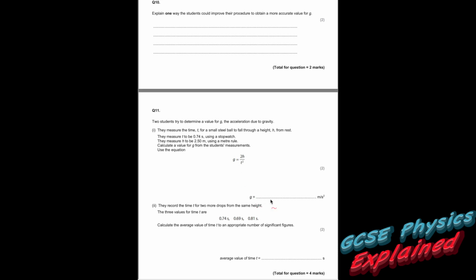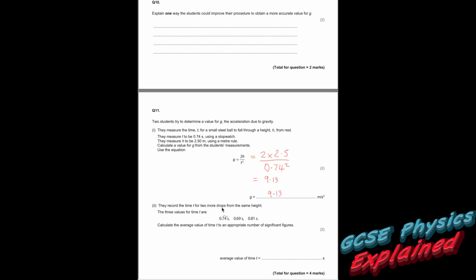So in order to work out a value for gravity, it's 2 times h. Now they said that h was 2.5. So that's 2 times 2.5. And we need to divide it by t squared. So time t was 0.74, so 0.74 squared. And whatever answer that is, that's going to be our value for g. And that comes out as 9.13.